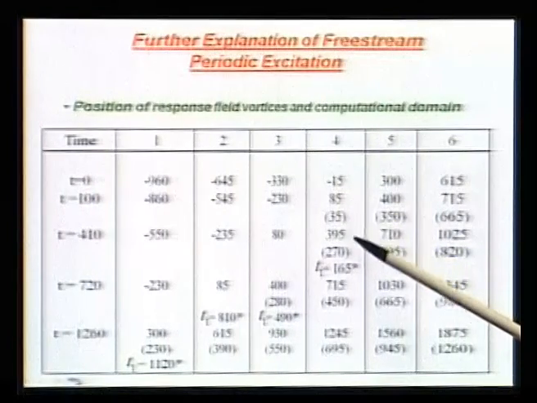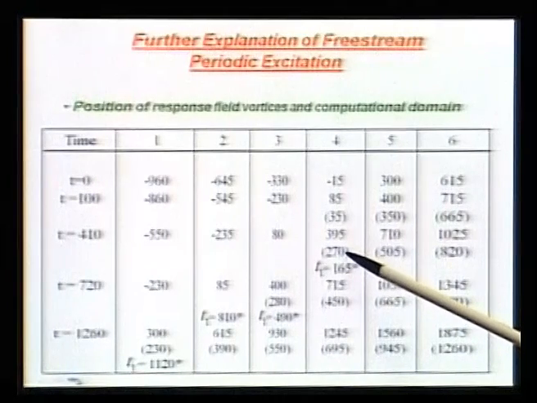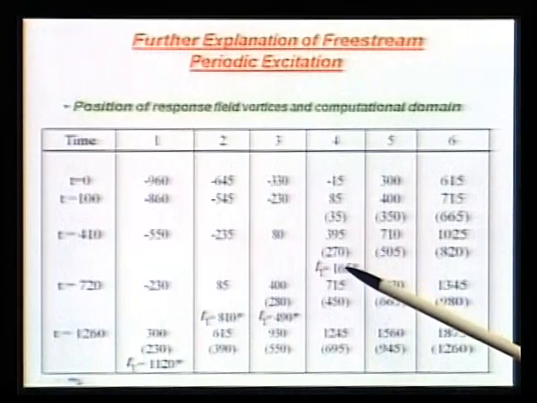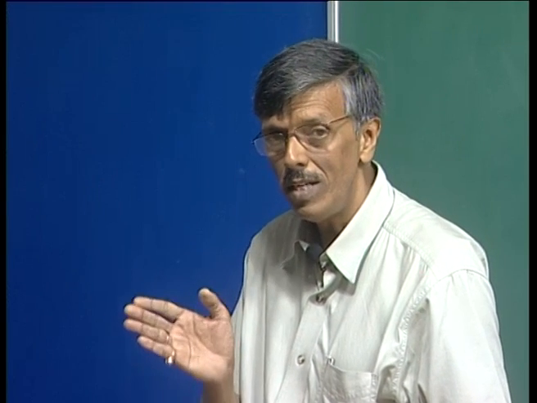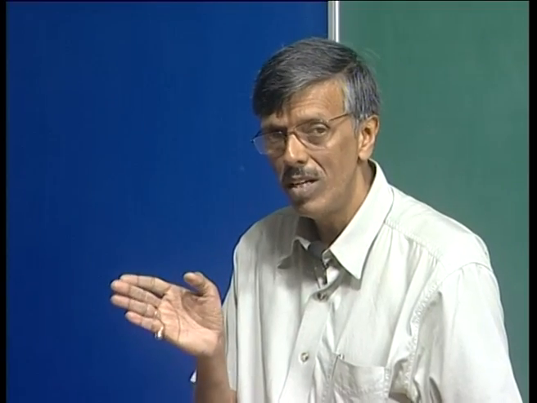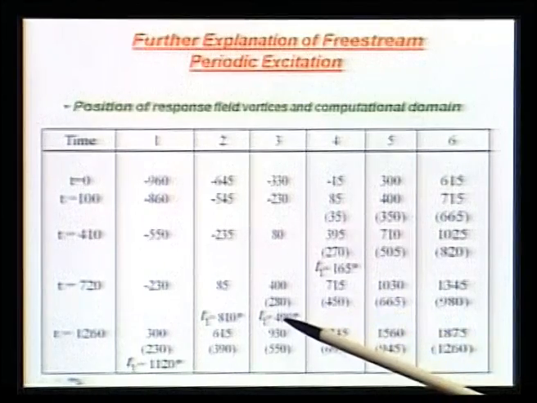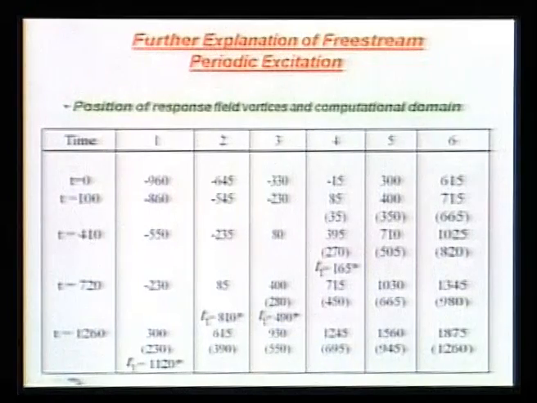And this one, which was outside, now it has come to 270. Okay, and this is still on the outside. And now you see what has actually happened at t1 equal to 165. This entered our computational domain. So the computational domain is not starting with the leading edge. So it is somewhat later. So that's what we have indicated by this T1 star when these vortices enter the computational domain.